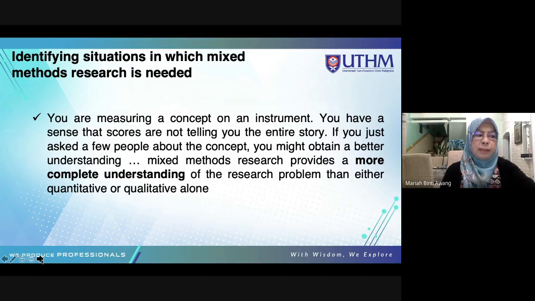The most important is to identify situations in which mixed methods research is needed. First situation, you are measuring a concept or an instrument. You have a sense that scores are not telling you the entire story. If you just ask a few people about the concept, you might obtain a better understanding. Mixed methods research provides a more complete understanding of the research problem than either quantitative or qualitative alone.